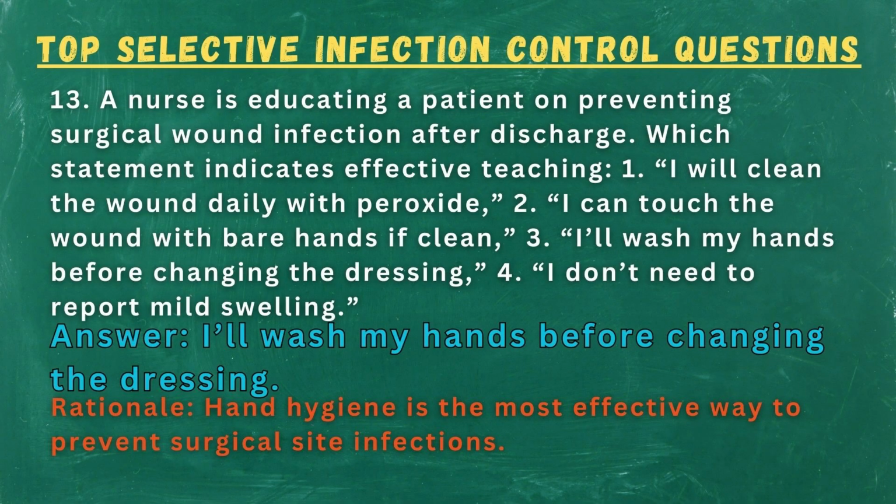13. A nurse is educating a patient on preventing surgical wound infection after discharge. Which statement indicates effective teaching? 1. I will clean the wound daily with peroxide. 2. I can touch the wound with bare hands if clean. 3. I'll wash my hands before changing the dressing. 4. I don't need to report mild swelling. Answer: I'll wash my hands before changing the dressing. Rationale: hand hygiene is the most effective way to prevent surgical site infections.